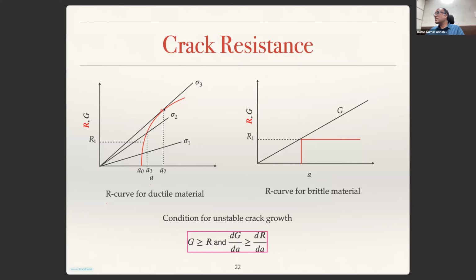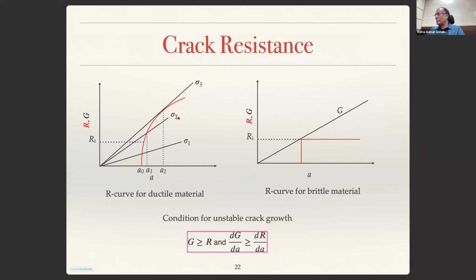And after the crack becomes a length of A2, if the load is sigma 3, you will see that the slope of this line is larger than the slope of this line, and that is when the crack grows unstably.